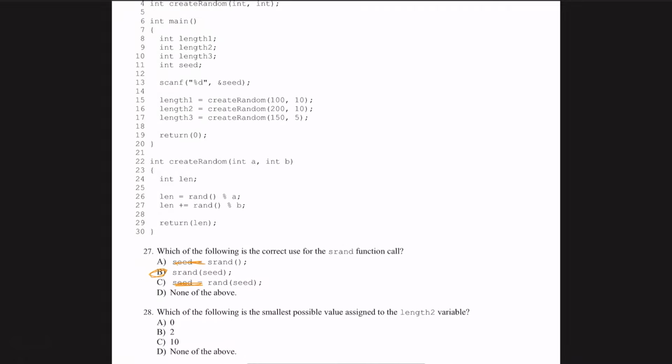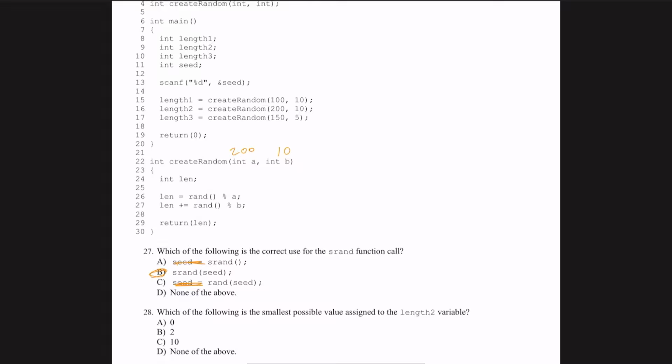Question 28. Which of the following is the smallest possible value assigned to the length 2 variable? Well, for input is 210, and length equals rand mod A plus rand mod B. We know that it could be any number mod something. At minimum is going to be 0.